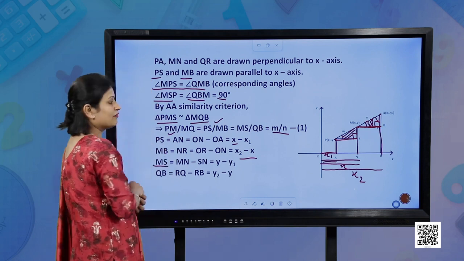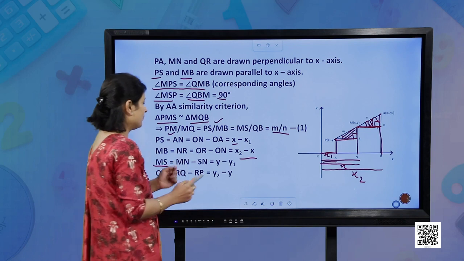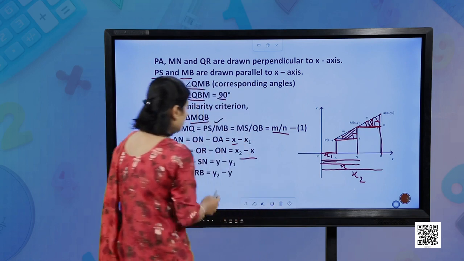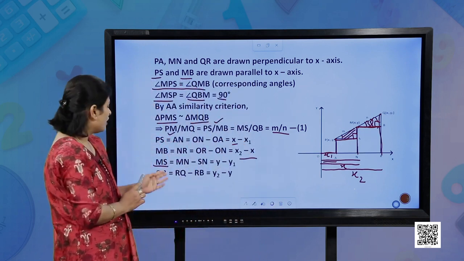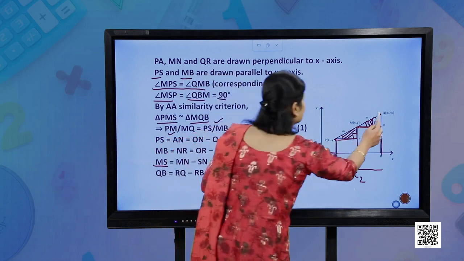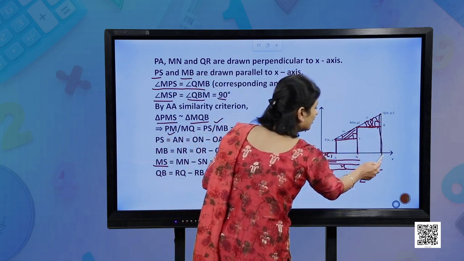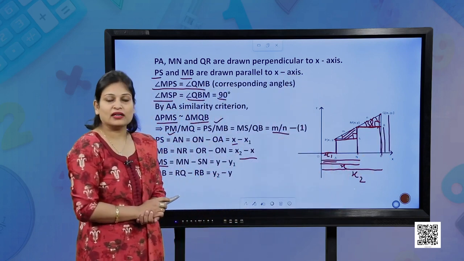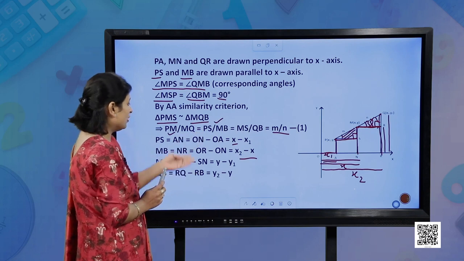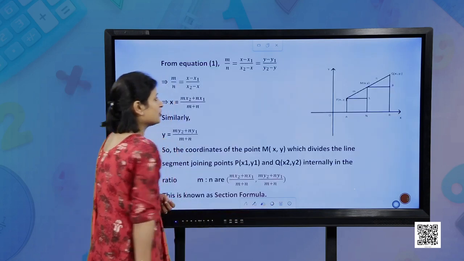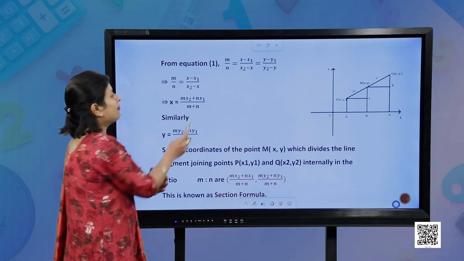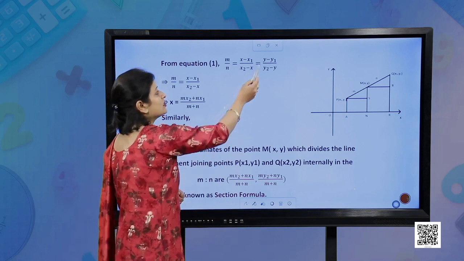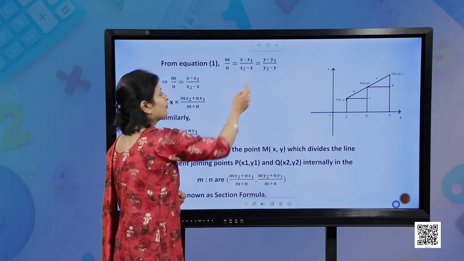Now you will find the value of MS. MS is MN minus SN, so you will get y minus y1. For QB, it is QR total minus this, so you will get y2 minus y. Now you have all the values with you and simply substitute them. You will get m upon n equals x minus x1 upon x2 minus x, which is equal to y minus y1 upon y2 minus y.